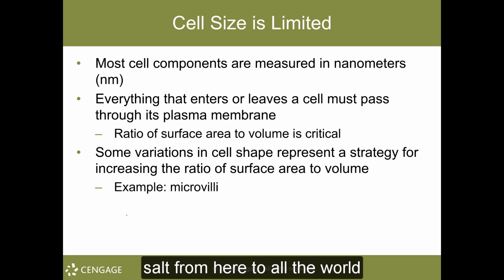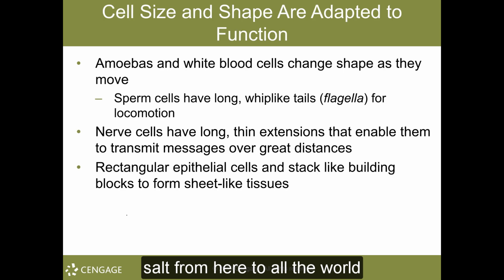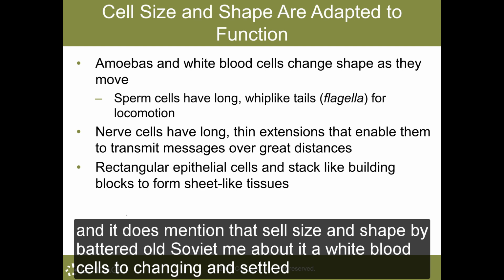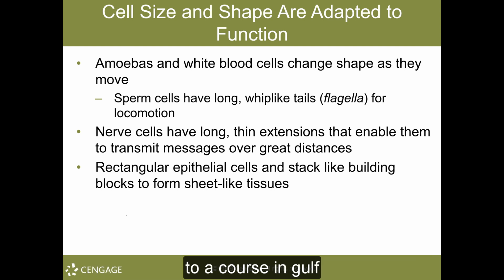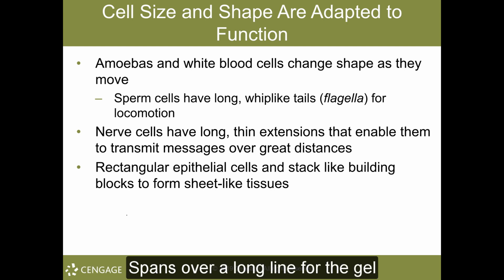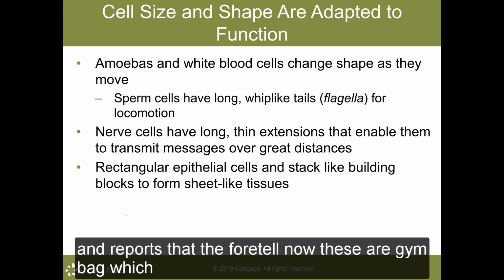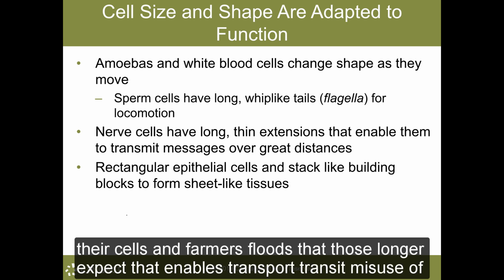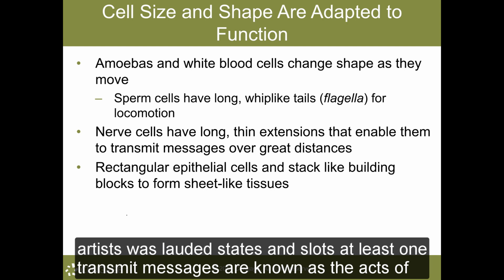So from here, I'll move on over. And it just mentions that cell size and shape are adapted to function. So the amoeba and even the white blood cells can change shape as they move to, of course, engulf things, such as engulfing the non-self or engulfing something to ingest for food. Sperm cells have a long whip-like flagellum. And of course, the flagellum allows the sperm cell to move, providing locomotion. Nerve cells, in the converse, class, have those long, thin extensions that enable them to transmit messages over great distance. Those long, thin extensions, class, at least for transmitting messages, are known as the axon.